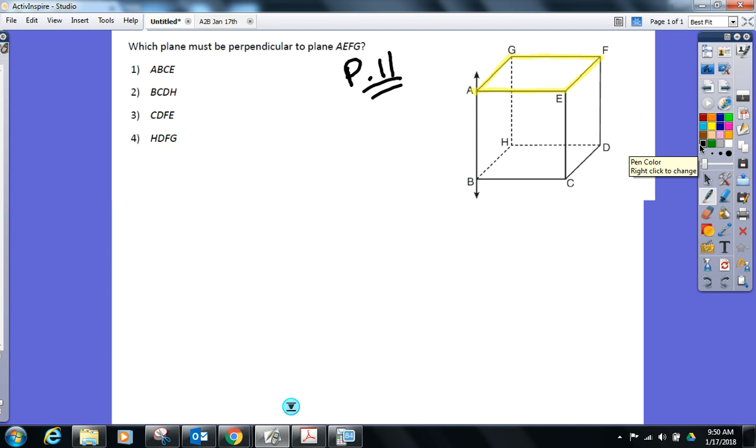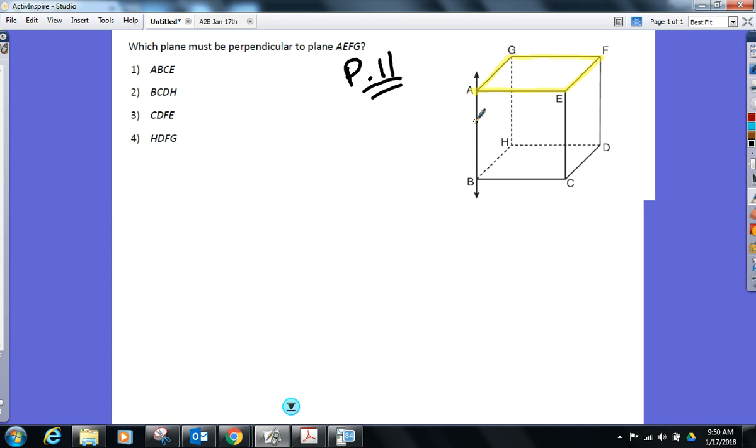Any line that is perpendicular to that plane. So if we take line AB right now, line AB is perpendicular to that plane. Agreed? Since AB is perpendicular to the plane, any plane containing AB is also perpendicular to the plane.